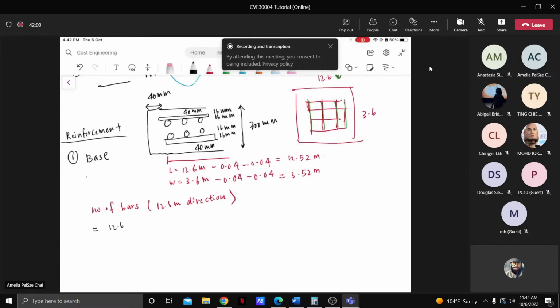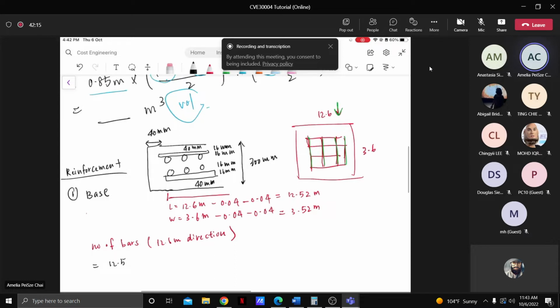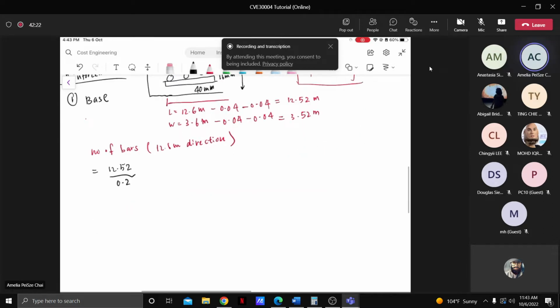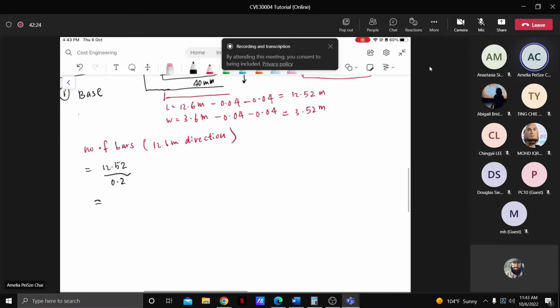Oh, sorry. It should be the 12.52. 12.52, how much is that? 12.52 divided by 200 mm. So you can get numbers of bars equals 62.6 bars. So we round it up or round it down.